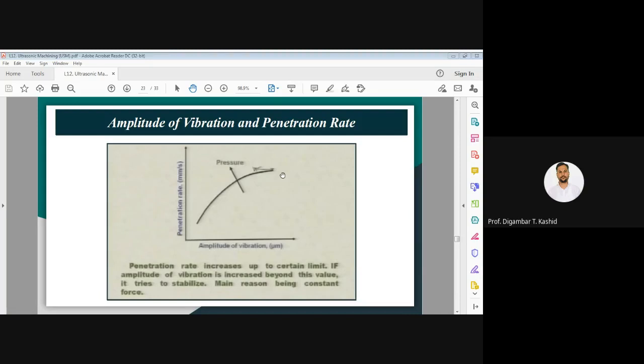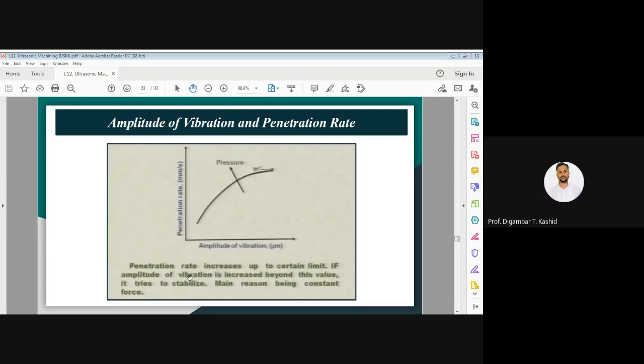So this is the relationship between the amplitude of vibration and penetration rate. Here also I have written that penetration rate increases up to a certain limit. If the amplitude of vibration increases further or beyond this value, the penetration rate tries to stabilize. And the main reason behind this is the constant force. So keep in mind this point.